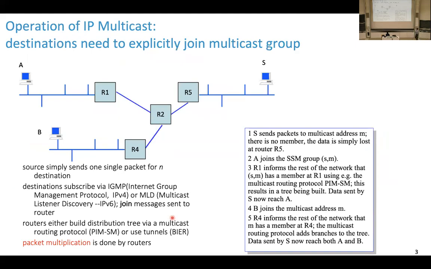So the idea of multicast, as I said, here there is a simple network. We will show how the exchange of data works. You have a source, for example the video sender, and you have several hosts, A and B, and a network of multicast routers. At the beginning, nobody has joined the group.